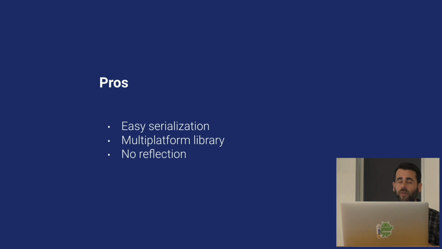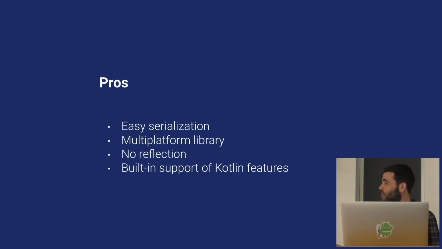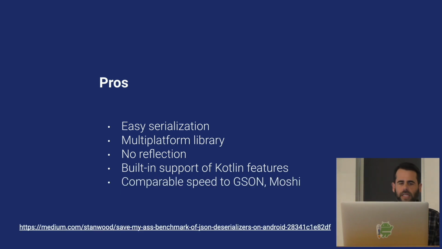It doesn't use reflection to do any of the serialization, so I get some performance increase. It's got built-in support of Kotlin features, such as sealed classes, even though they're not great, and it will have object support. And it's also comparable in speed to GSON and Moshi, so you're not really losing any performance.